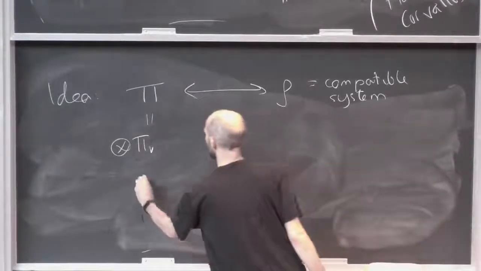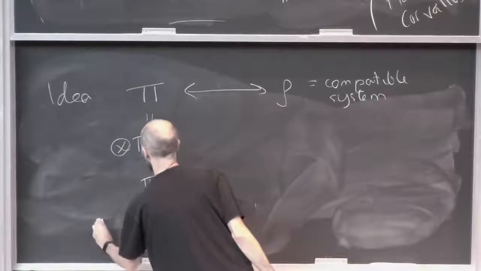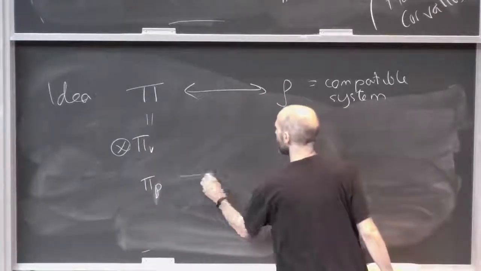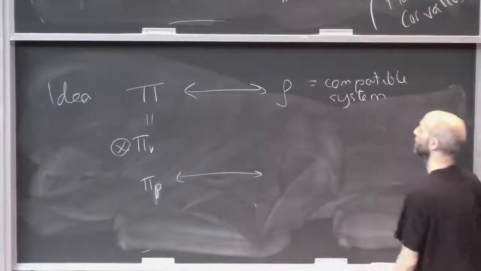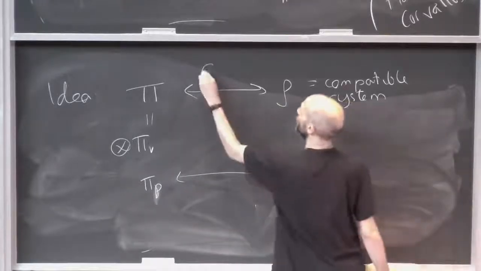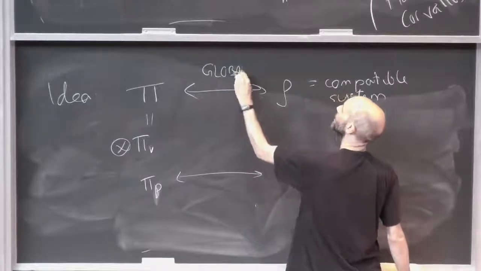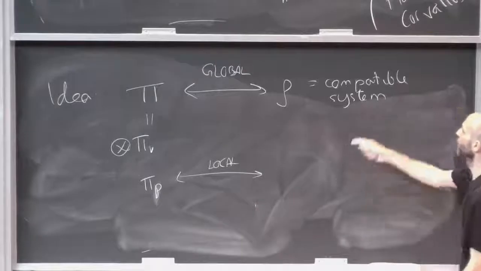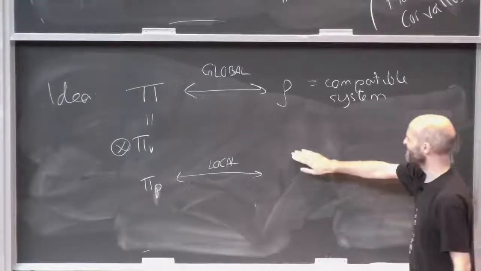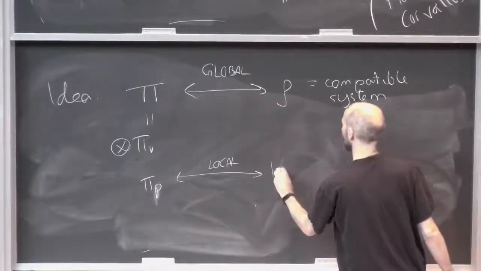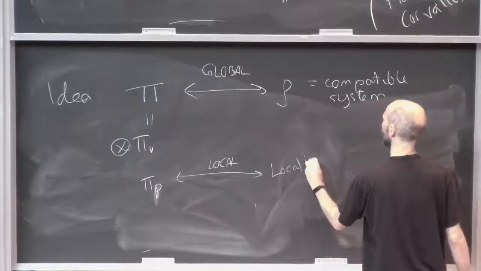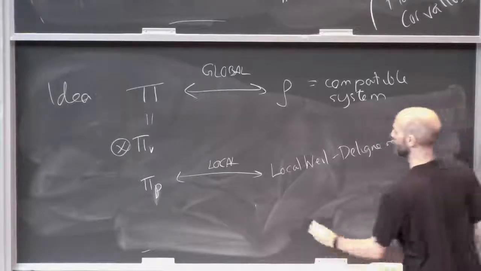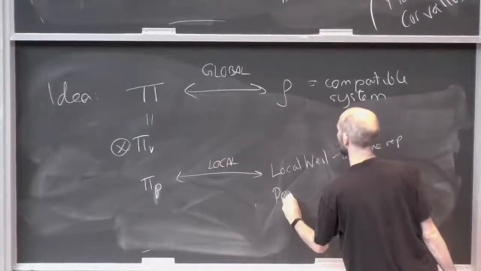And the idea is that pi v, if v is a finite place, I'll just put p, by the local, so this is global Langlands. By local Langlands, this pi p should correspond to, I need a local Weil-Deligne representation. That's what I need. And I showed you how to do that. There's this proposition of Grothendieck.